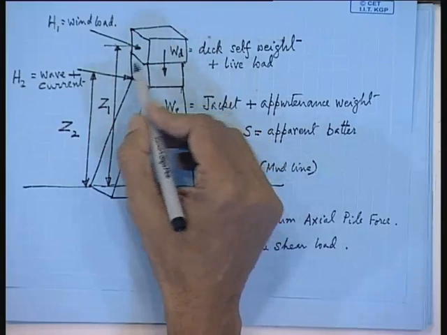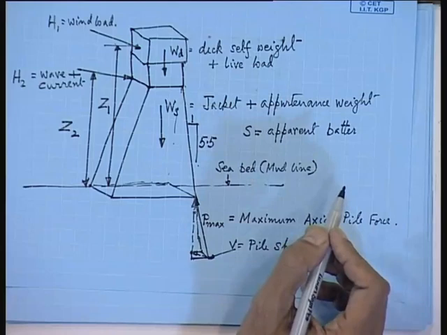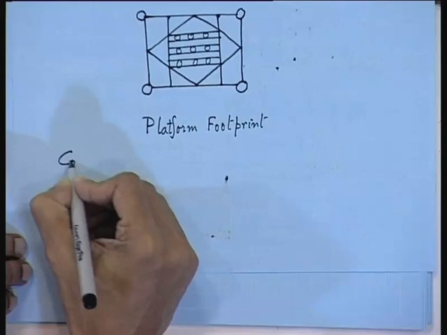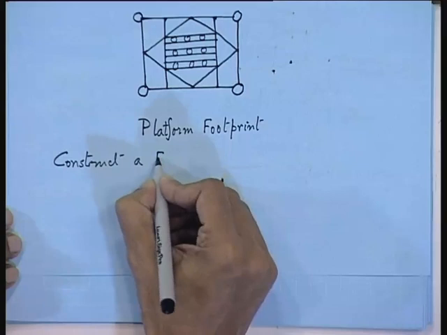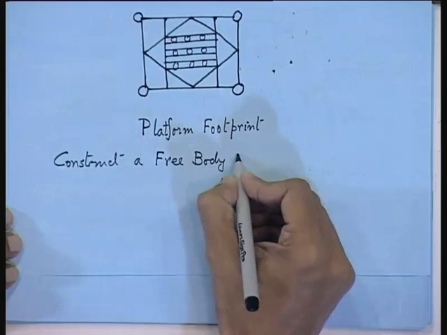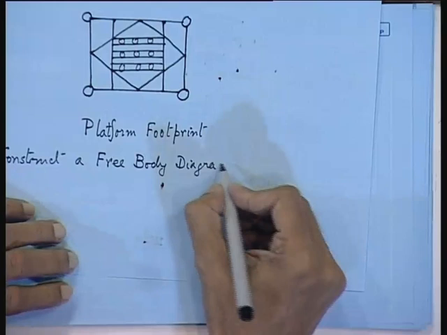So how do you configure this? This will be influenced by pile batter. So pile batter, how do you select it? What you have to do is construct a basic free body diagram. In static analysis, the first thing you have to do is construct a free body diagram. That is what I have actually in this. This is your free body diagram. Construct a free body diagram of the jacket.